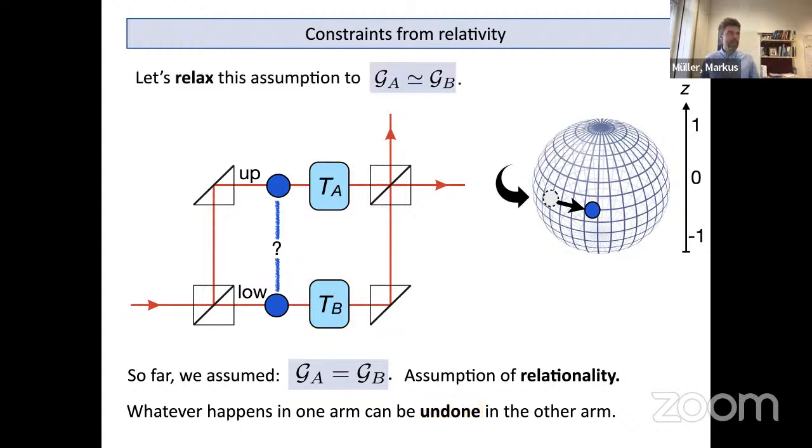But you can weaken this assumption and say, let's relax this and just say whatever Alice and Bob can do is isomorphic to each other. So it's a symmetric situation. For every operation of Alice, there's an analogous one for Bob. And then it turns out that you get another solution, which is a five-dimensional ball. And this is exactly quaternionic quantum mechanics.